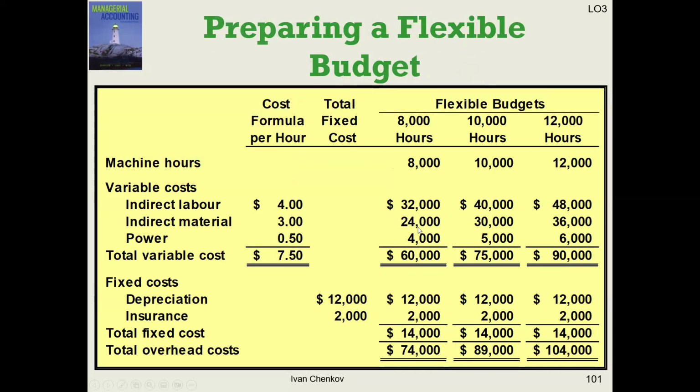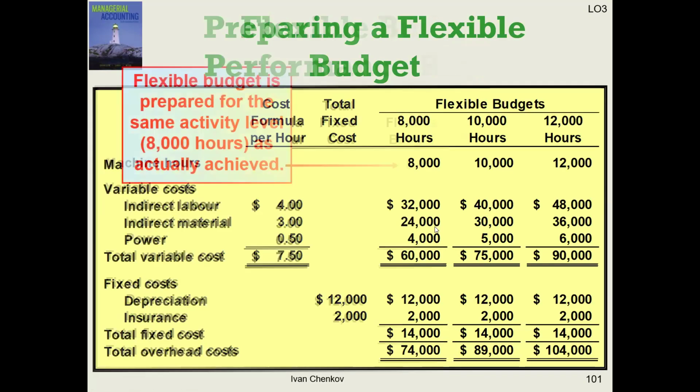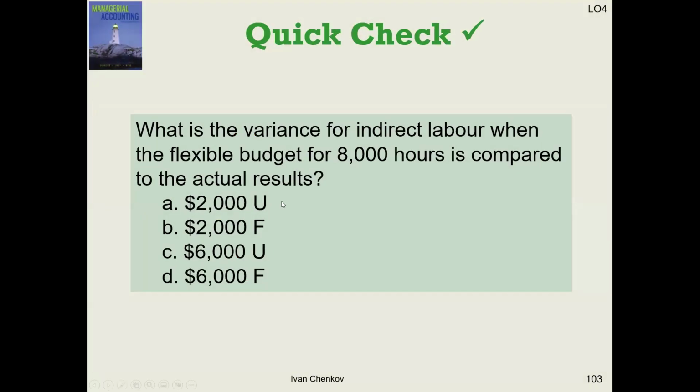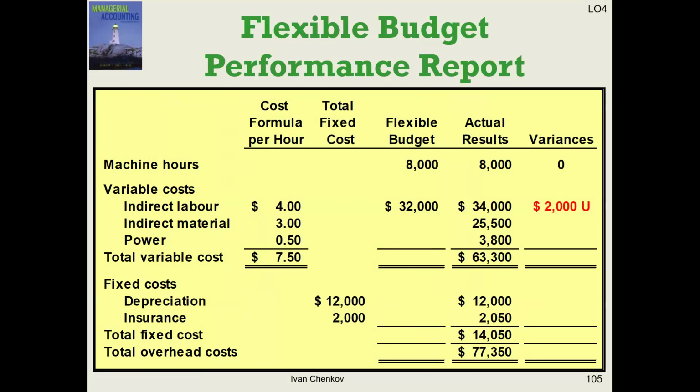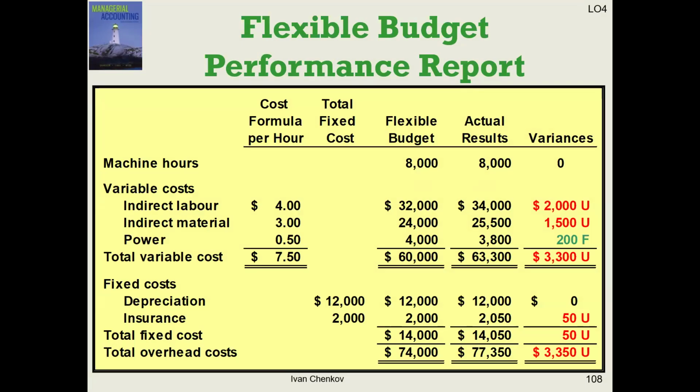How about the indirect material? You're expecting to spend $24,000, but in reality you're spending $25,500. That's unfavorable, right? So the first one, 32 versus 34, that's $2,000 unfavorable, correct? So the variance on direct labor is $2,000 unfavorable. For the other one, we're expecting to spend 24 and we're spending 25,500, so $1,500 unfavorable. The only favorable variance is on the power.